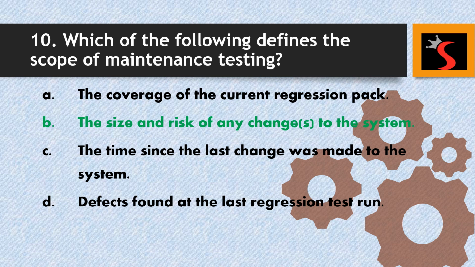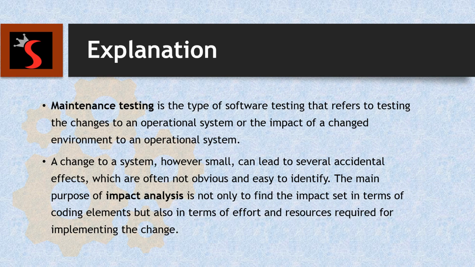And the right answer is option B. The size and risk of any changes to the system. Explanation: Maintenance testing is the type of software testing that refers to testing the changes to an operational system or the impact of a changed environment to an operational system. A change to a system, however small, can lead to several accidental effects, which are often not obvious and easy to identify. The main purpose of impact analysis is not only to find the impact set in terms of coding elements, but also in terms of effort and resources required for implementing the change.